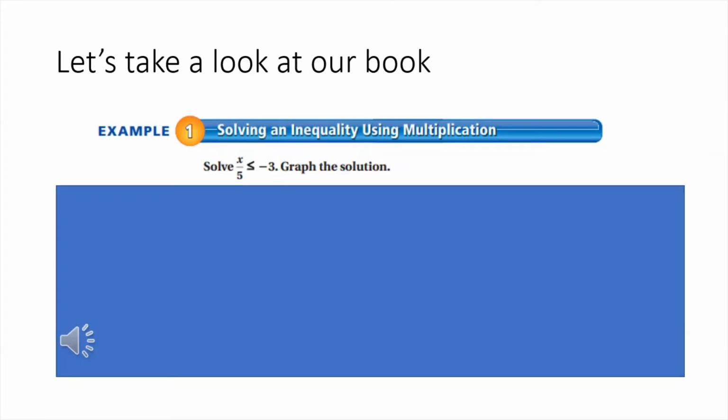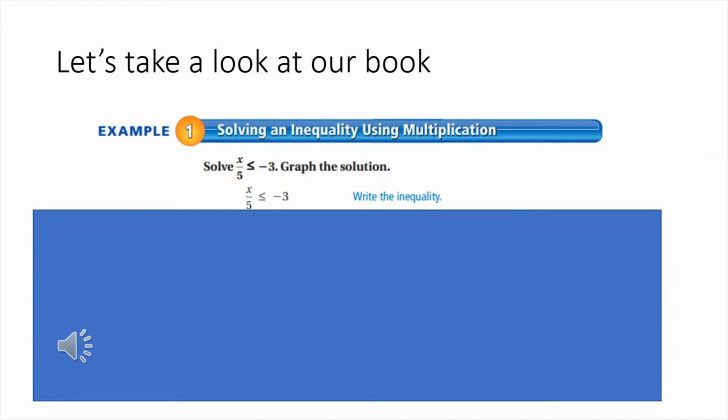We're going to rely heavily on our book for today's lesson, so let's take a look at our book for our first example. Our first example asks us to solve x over 5 is less than or equal to -3. And that is a less than or equal to sign because of that line underneath the less than sign.